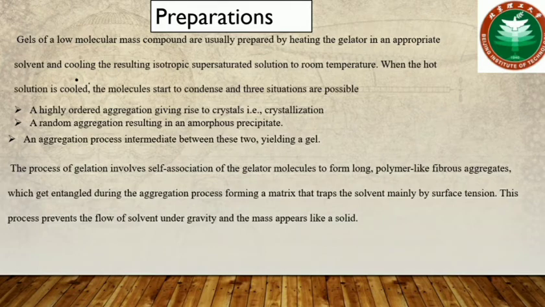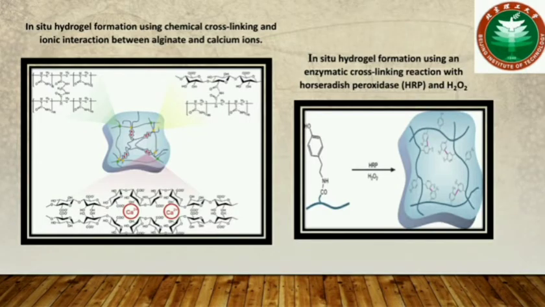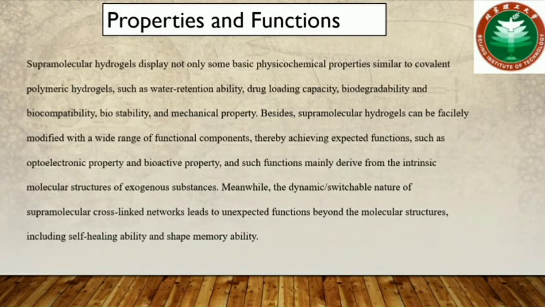The process of gelation involves self-association of gelator molecules to form long polymer-like fibrous aggregates which get entangled during the aggregation process, forming a matrix that traps the solvent mainly by surface tension. This process prevents the flow of solvent under gravity and the mass appears like a solid. In this slide, we can see preparation of hydrogel. On the left side, in situ hydrogel formation using chemical cross-linkage and ionic interaction between alginate and calcium ion. On the right side, in situ hydrogel formation using an enzymatic cross-linkage reaction with horseradish peroxidase and hydrogen peroxide.